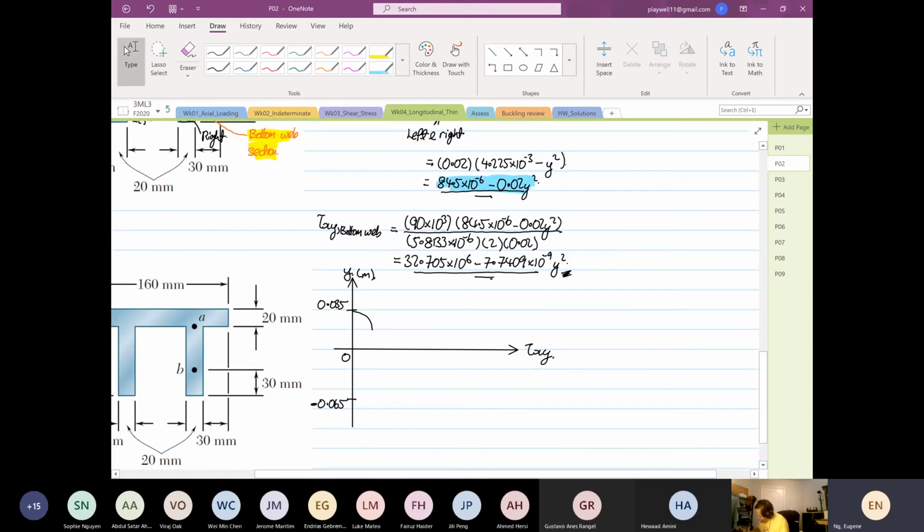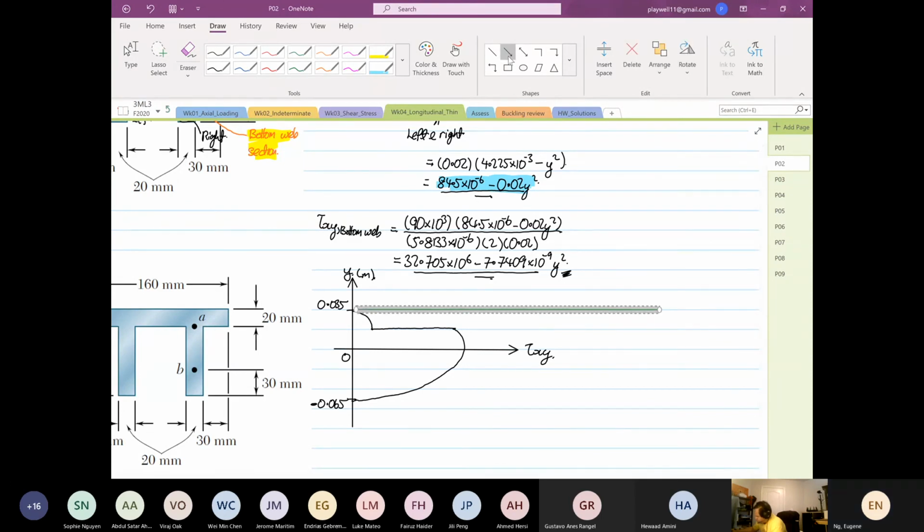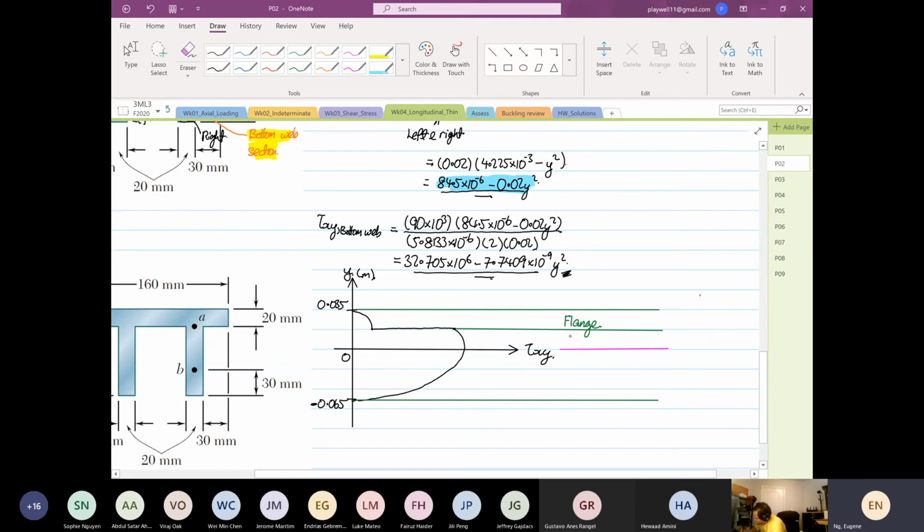Right. So this expression, hold on, let me go. Then it'll go up. And then it will reach a maximum at the centroid and then come back down. Right. So now if we divide this accordingly, this is what we call our flange. From here to here is our top web. And over here onward, that is our bottom web.